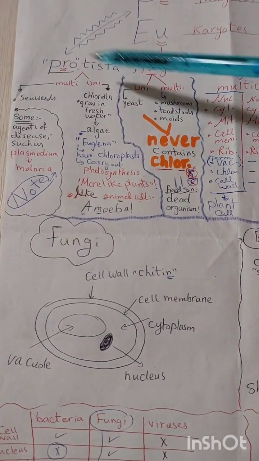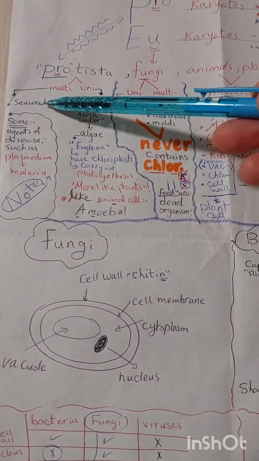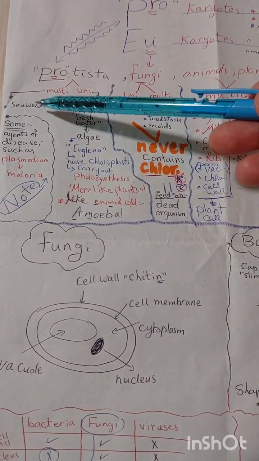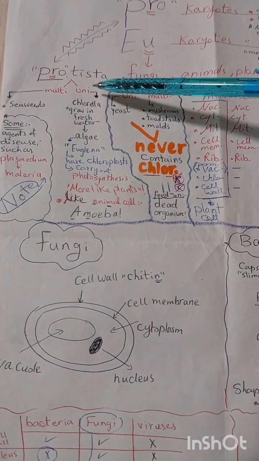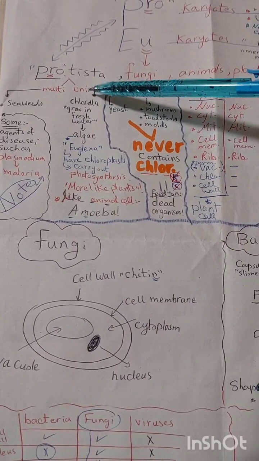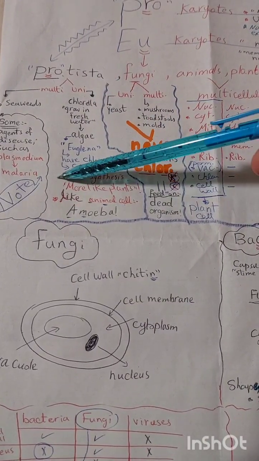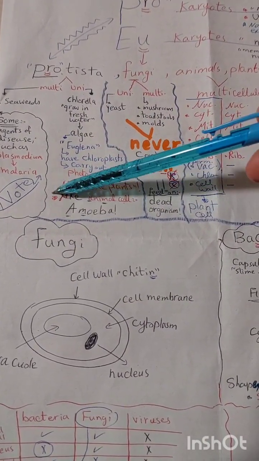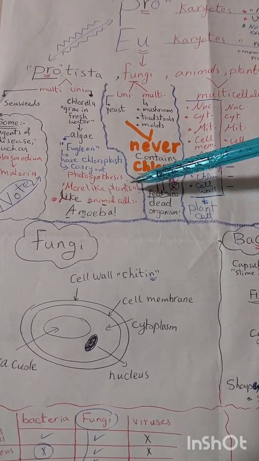Protista, as you see here, are multicellular like seaweeds, and I think it's only one kind of seaweed, and unicellular. And here you should know we will speak about cells that are more like plant cells and cells that are more like animal cells.